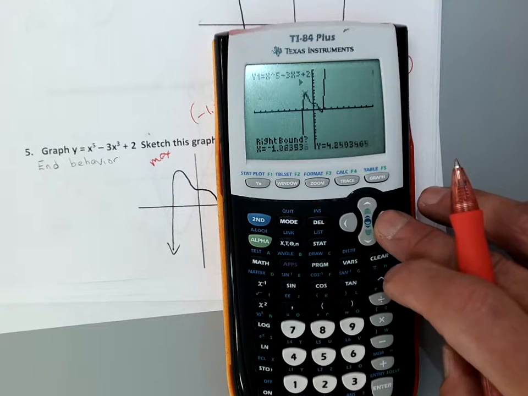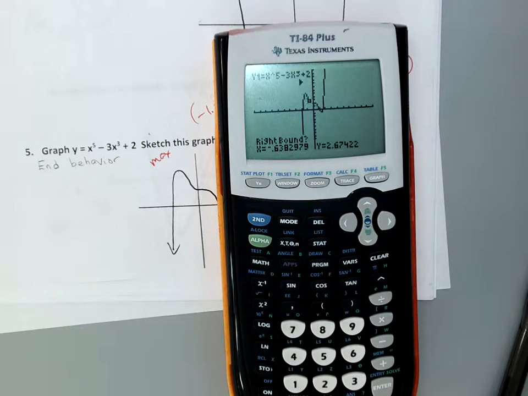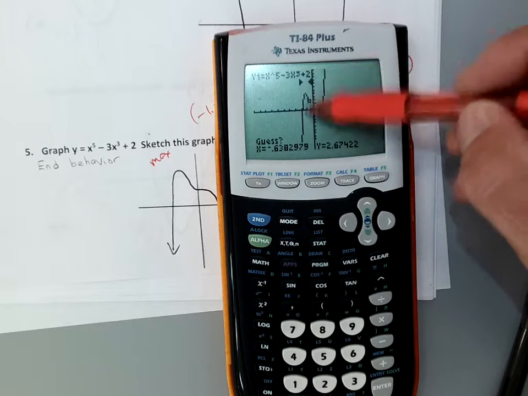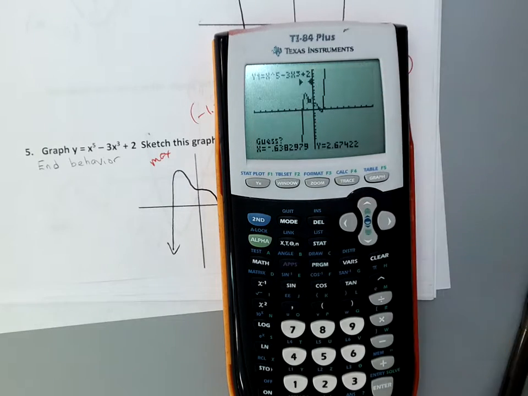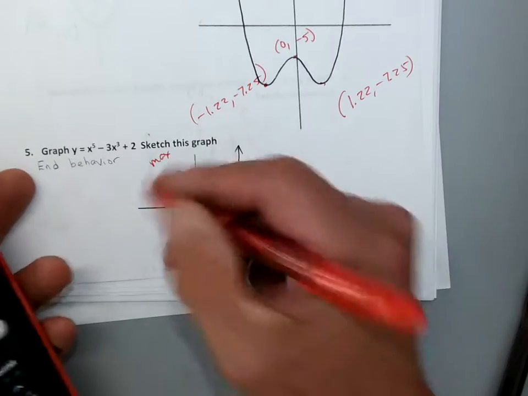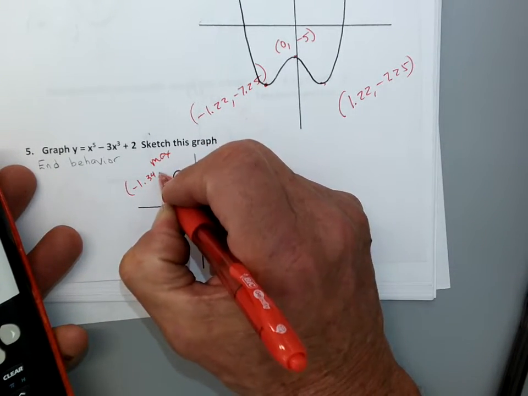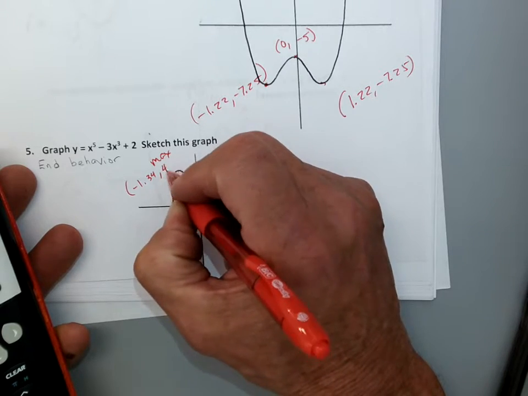So right bound, I'm going to put my dot to the right of it, because what I need to do is tell the calculator where to look, okay? So I push enter. Now, I'm telling the calculator to look right in here. And it's going to be in there, isn't it, right? You don't have to push guess. It says guess, forget guess. Just push enter, okay? Push enter, and it's going to tell you. So my maximum is at negative 1.34, comma, about 4.9.